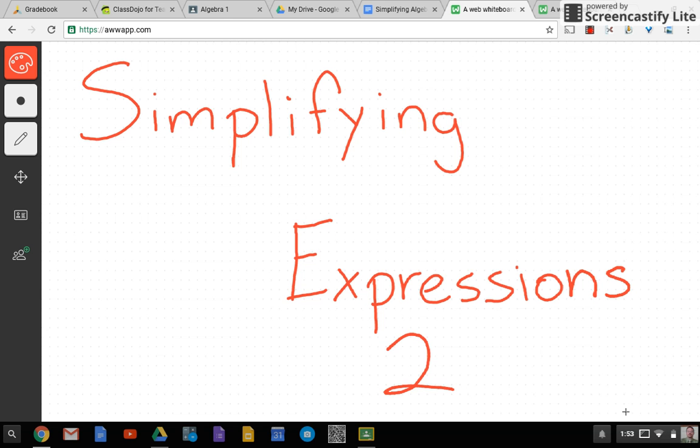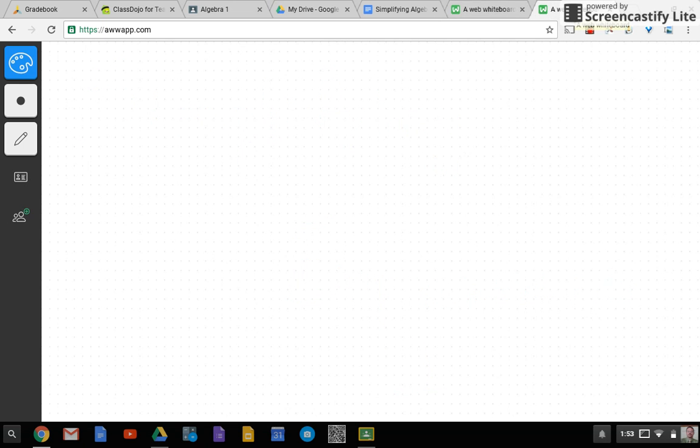All right, let's finish this simplifying expressions stuff. There is going to be a picture of how you're going to tape the notes from the previous video in your notebook, but we're actually going to be writing these next notes on your notebook page.